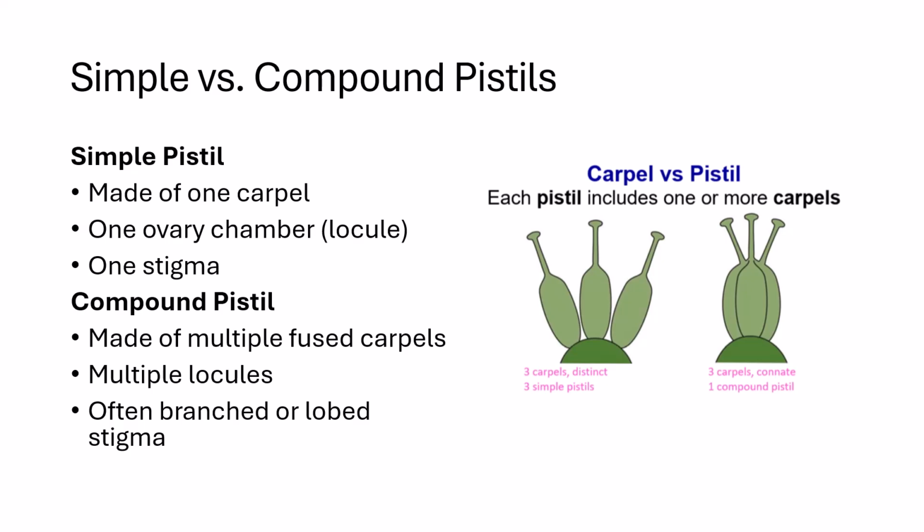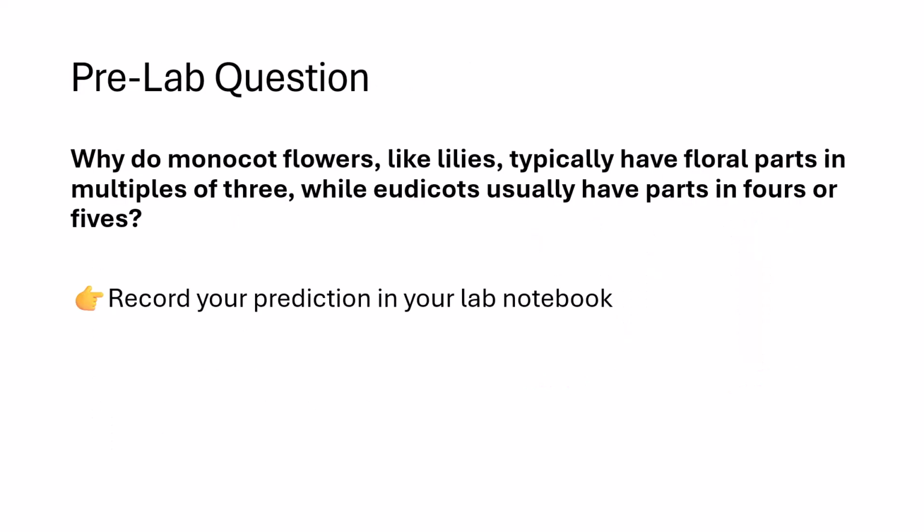This is developmental anatomy. Carpels are modified leaves. When multiple carpels fuse, they create a compound structure. So when you examine ovary cross-sections in this lab, you are essentially reverse engineering how many carpels were involved in building that pistil. Structure reveals origin. Before we make any observations, pause and consider this question. Why would monocots consistently show floral parts in 3s? Think about developmental patterns, evolutionary lineage, and genetic regulation of floral organ formation. Write your prediction in your lab notebook before continuing.